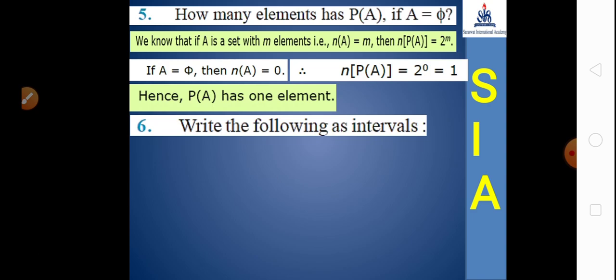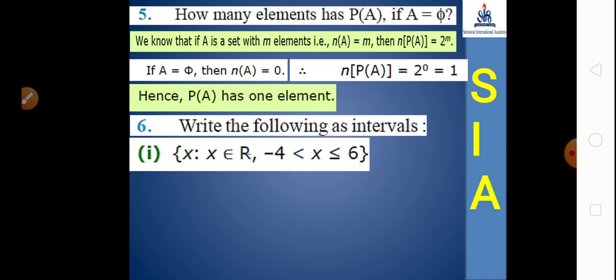Given the following intervals, very easy. Minus 4 to open bracket, 6 to close bracket. Students, is minus 4 counted or not? Yes, minus 4 is not counted. And is 6 counted or not? Yes, 6 is counted because it is less than or equal to. So my answer is open bracket minus 4 to close bracket 6.